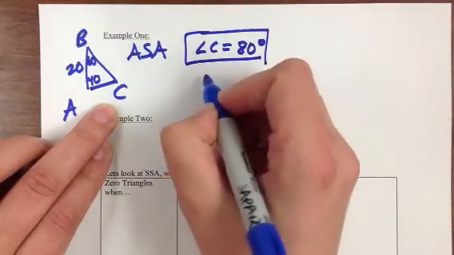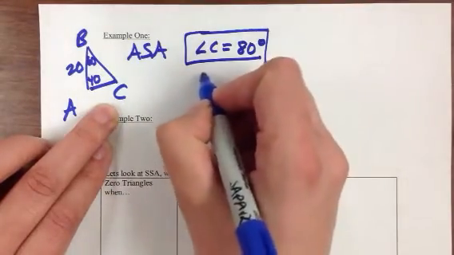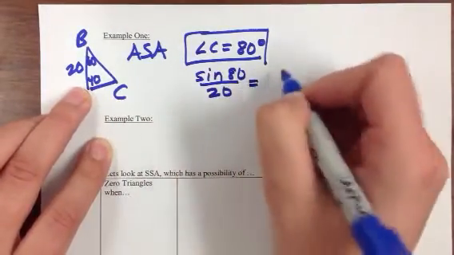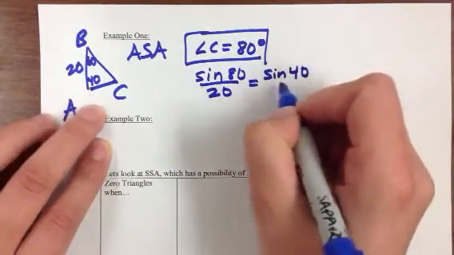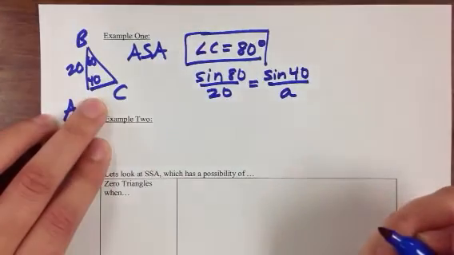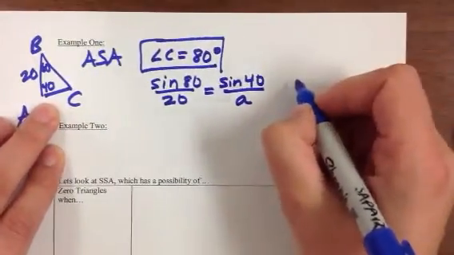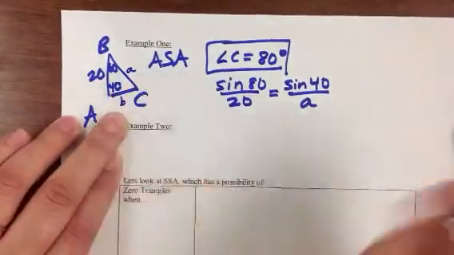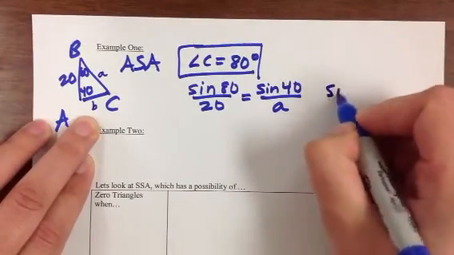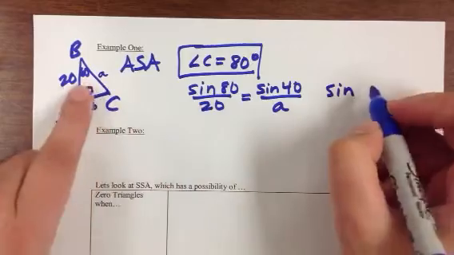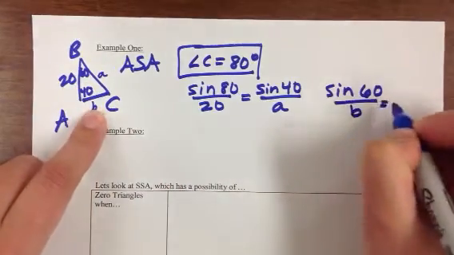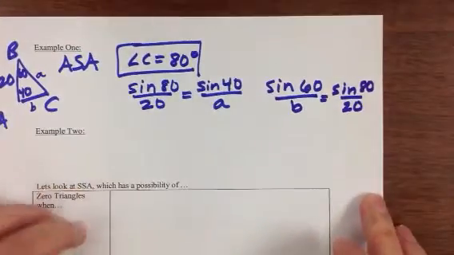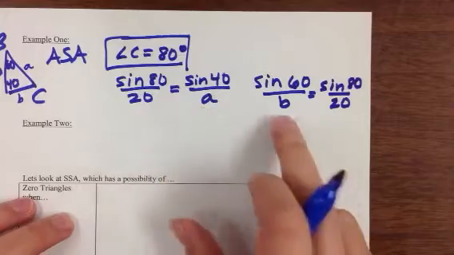Now I'm going to use the law of sines to find the other two sides, little a and little b. We have sine of 80, since angle C is 80, over 20 equals sine of 40 over little a. I'm going to solve first for little a. The second one we'll set up as sine of 60 over little b is equal to sine of 80 over 20. So this is what I'm going to solve: I'm going to find little a and little b.